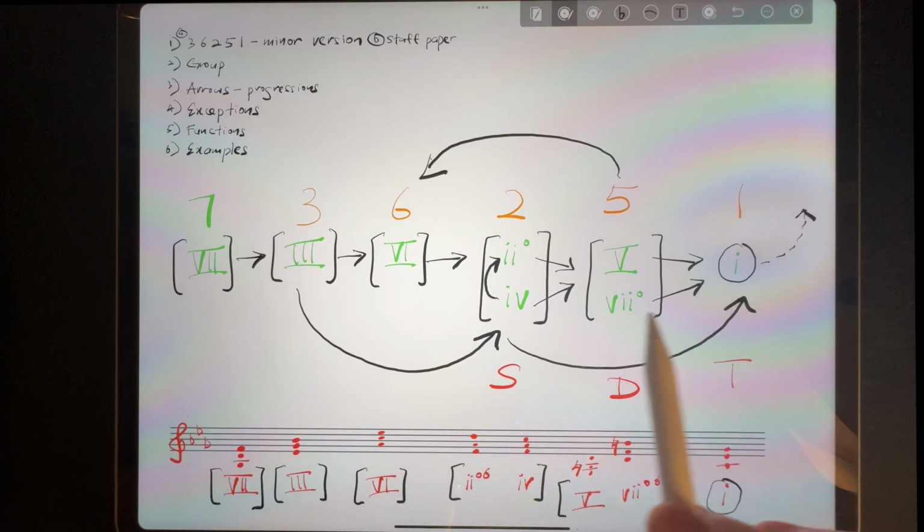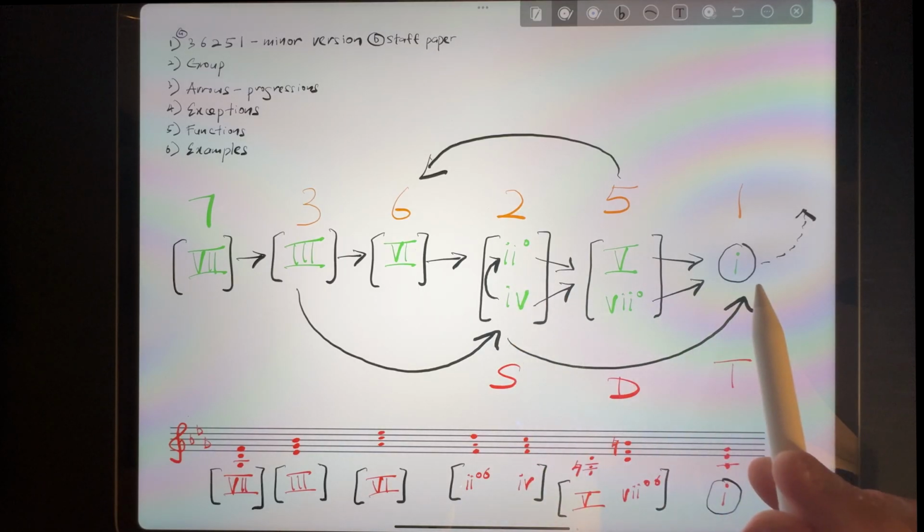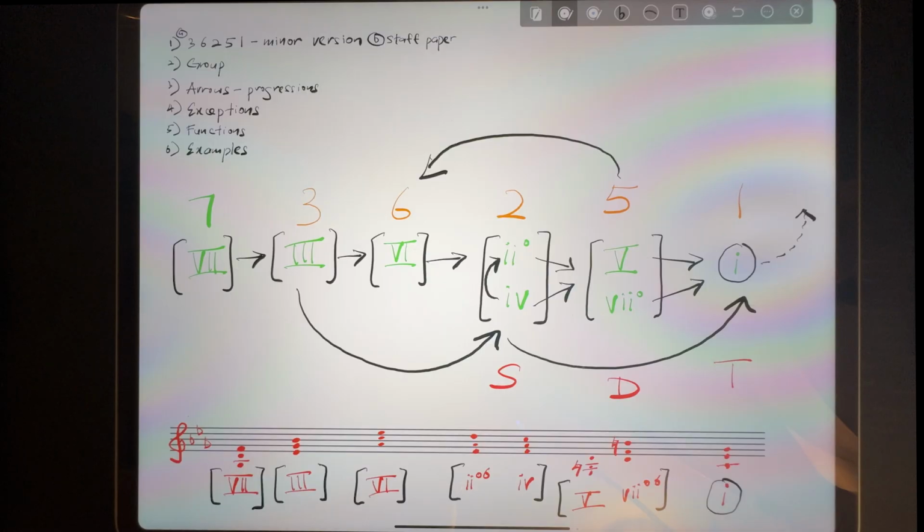What about from 1 to minor 4 to diminished 2 back to 1? Do, mi, so, fa, le, re, do, mi, so. Okay, what about this? From 1 to 4 to 5 to 1, a classic progression. Do, mi, so, fa, le, do, so, ti, re, do, mi, so.